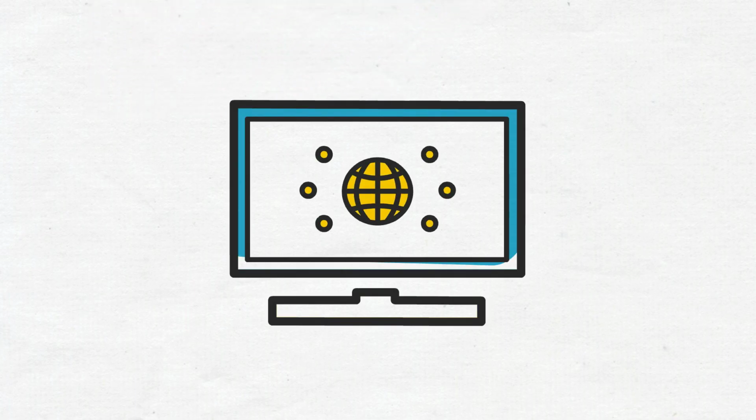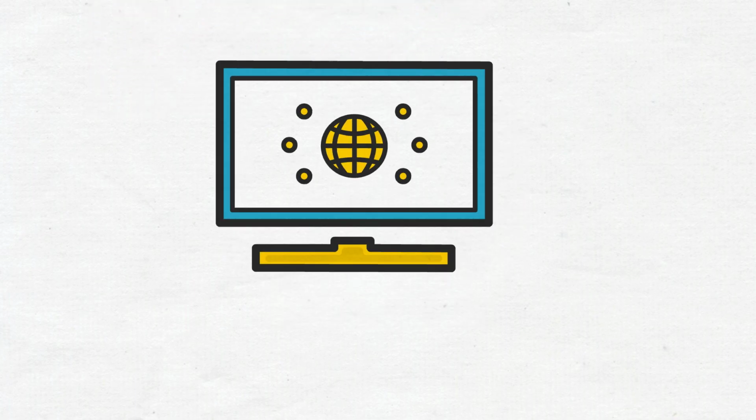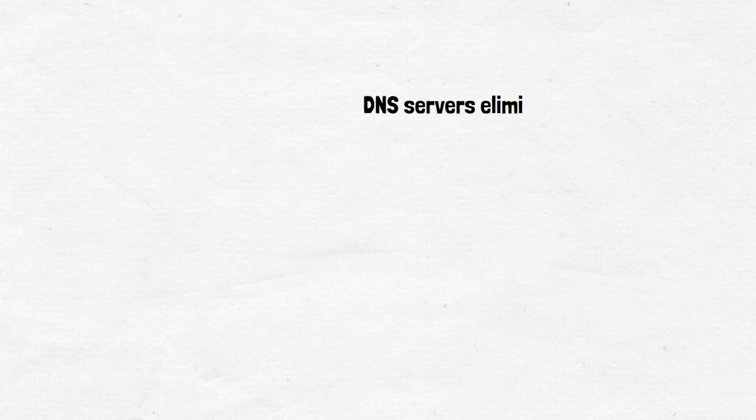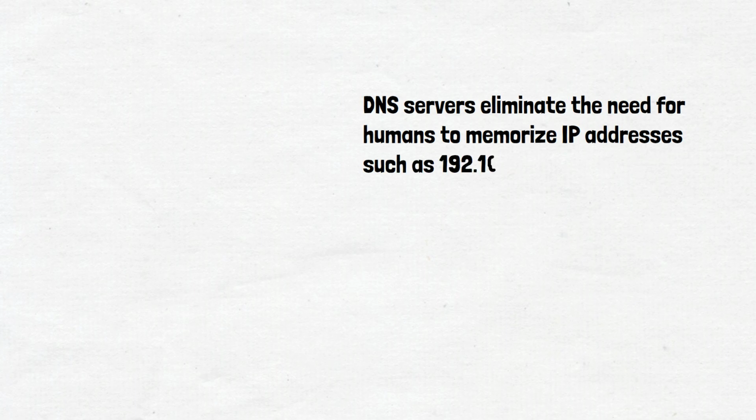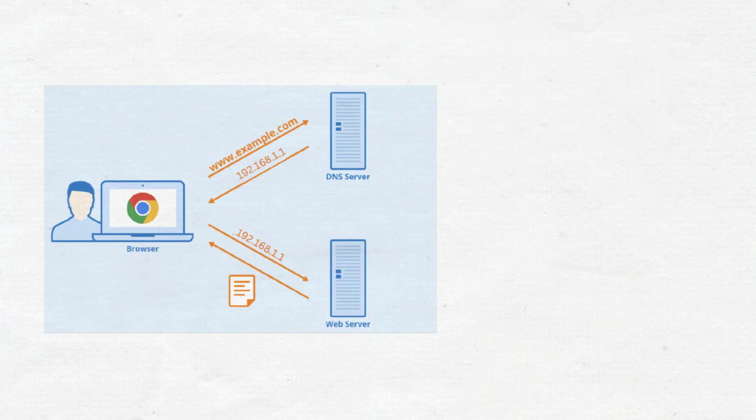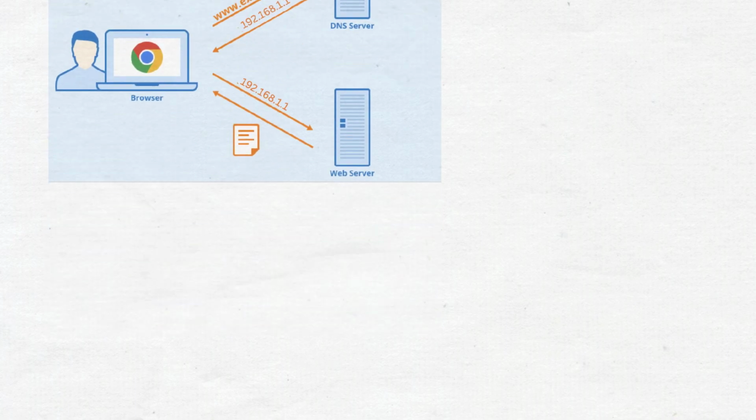Number 3 is DNS, or Domain Name System. Each device connected to the internet has a unique IP address which other machines use to find the device. DNS servers eliminate the need for humans to memorize IP addresses such as 192.168.1.1. The process of DNS resolution involves converting a hostname such as www.example.com into a computer-friendly IP address such as 192.168.1.1.